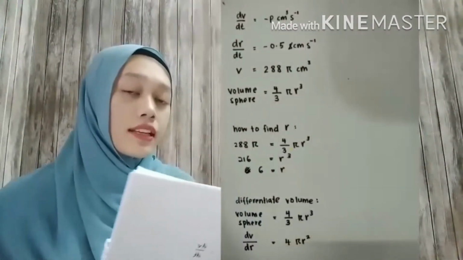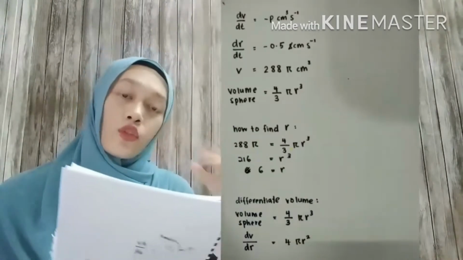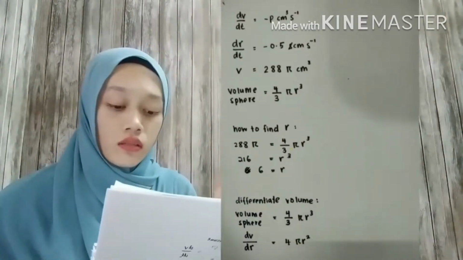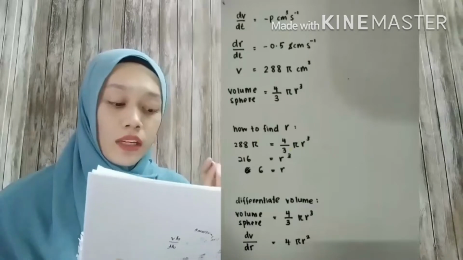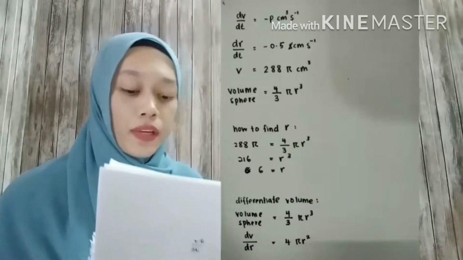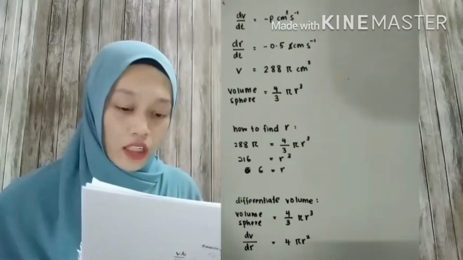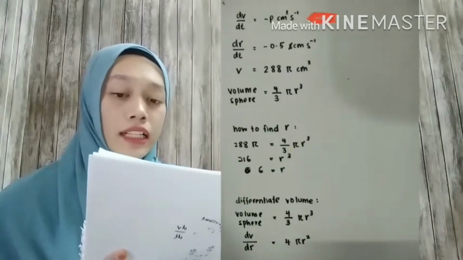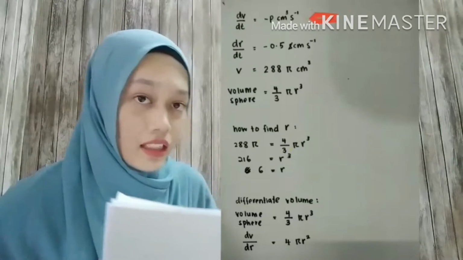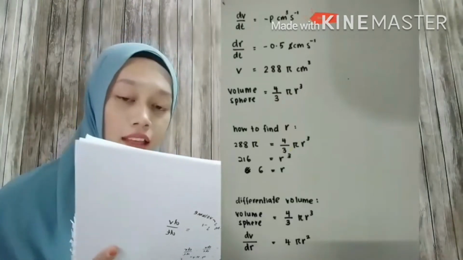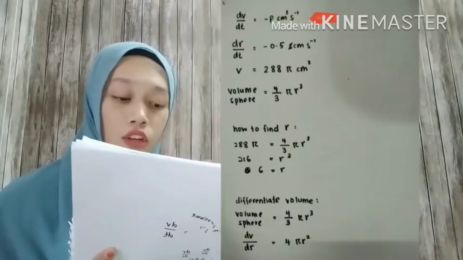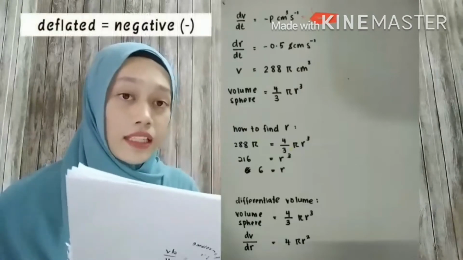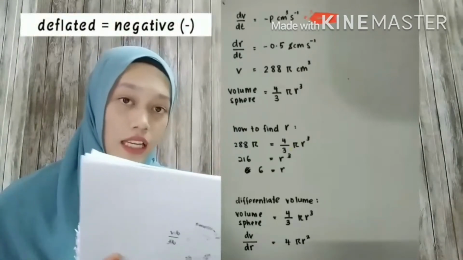Firstly, we must list down all the information that the question gives. A spherical balloon is to be deflated at a rate of p cm³ s⁻¹. So, we put dV/dt equals negative p cm³ s⁻¹. We put negative in front of p because the question says deflated. Deflated means negative, so we must put negative p.